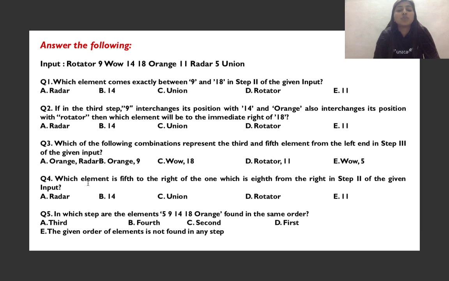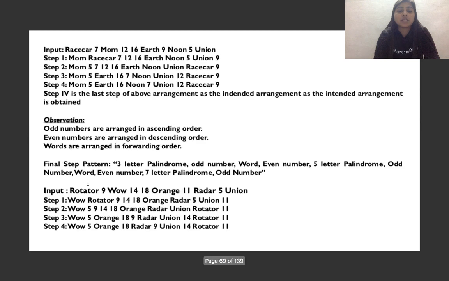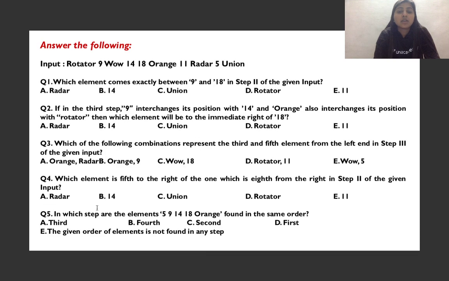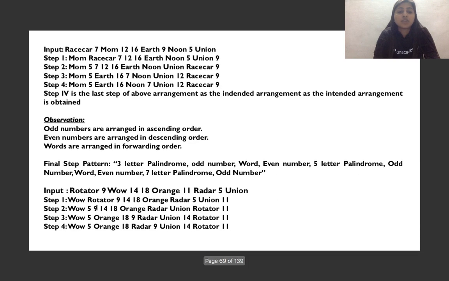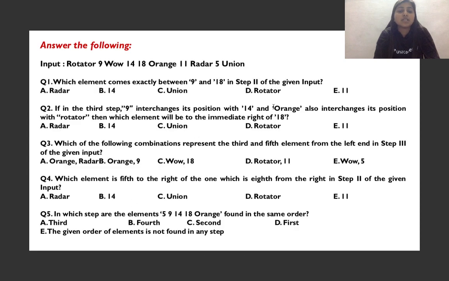Question 4. Which element is fifth to the right of the one which is eighth from the right in step 2 of the given input? Fifth to the right of the one which is eighth from the right. Step 2, 1, 2, 3, 4, 5, 6, 7, 8. 8 from the right here is 9. And fifth to the right of that will be 1, 2, 3, 4, 5. Union. The answer is option C.